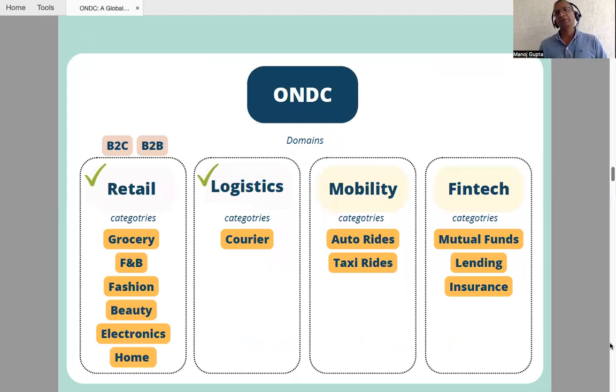These are the domains which are going live. Retail and logistics are already live. Mobility and fintech are going live right now. And in retail, basically B2C and B2B. B2B is again very interesting, because it can really unlock the whole B2B commerce in India.